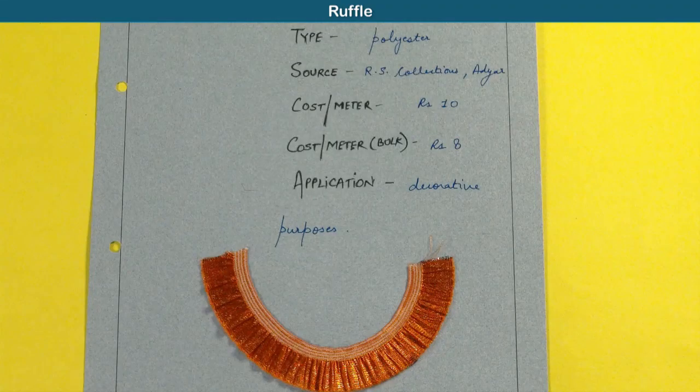This one is known as ruffle. This ruffle is made of polyester material and this can be used for decorative purposes.